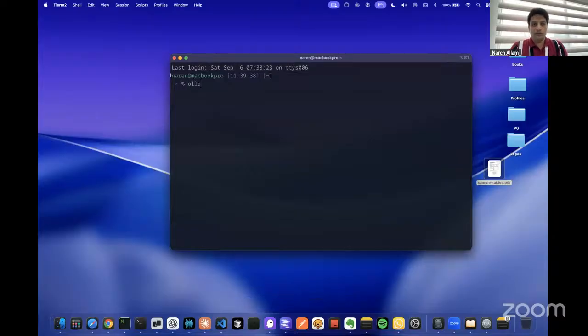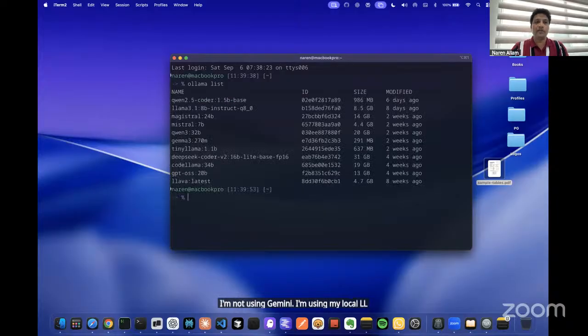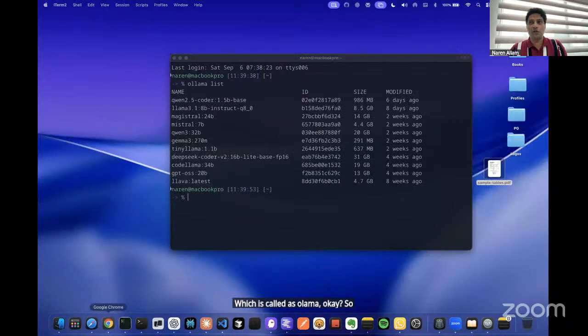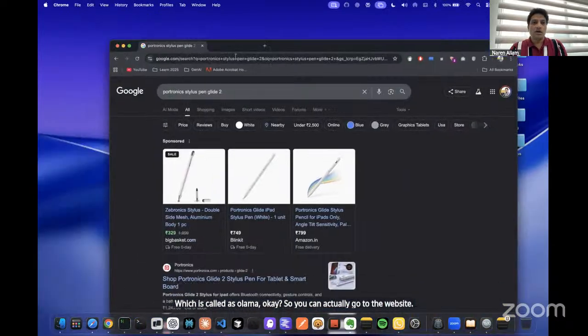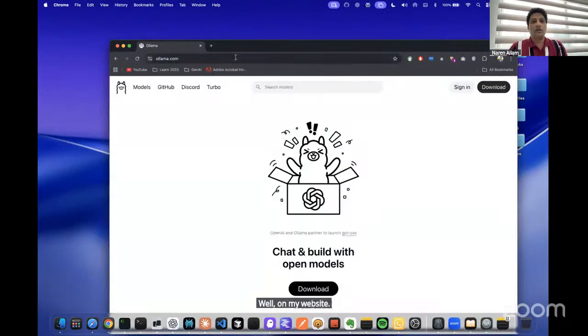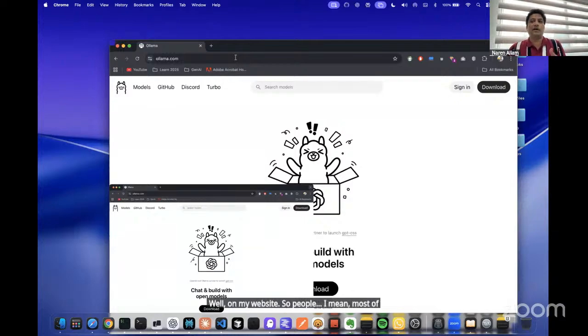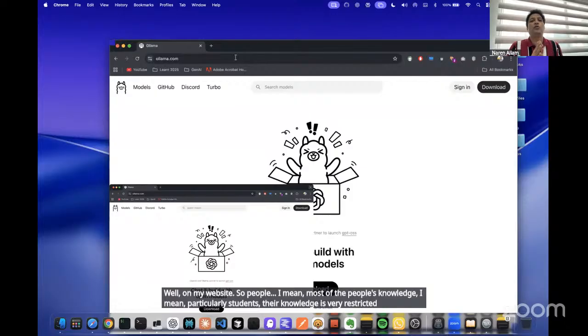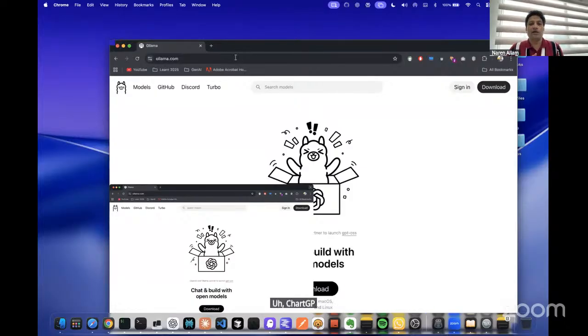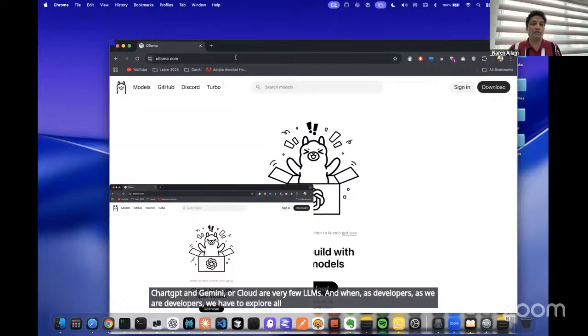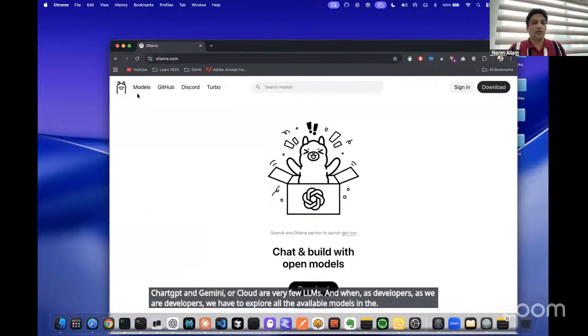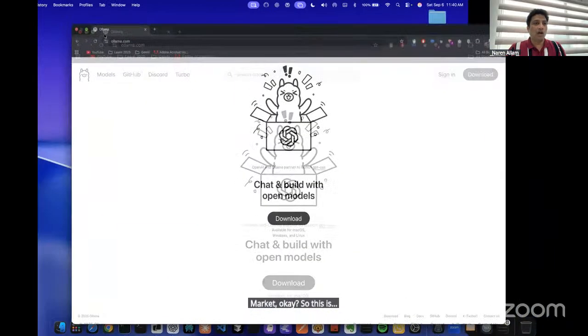I'm not using ChatGPT like you, and I'm not using Gemini. I'm using my local LLM, which is called Ollama. You can go to the Ollama website. Most people's knowledge, particularly students', is very restricted and limited to ChatGPT and Gemini or Claude, which are very few LLMs. As developers, we have to explore all the available models in the market. So this is the Ollama website.